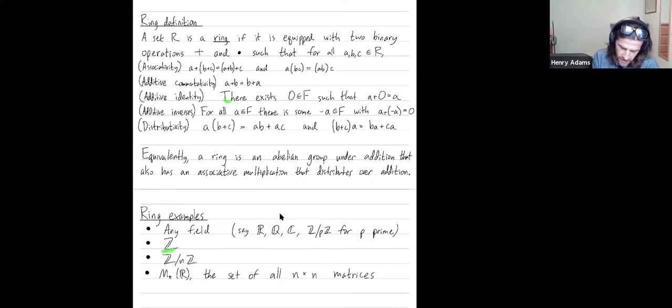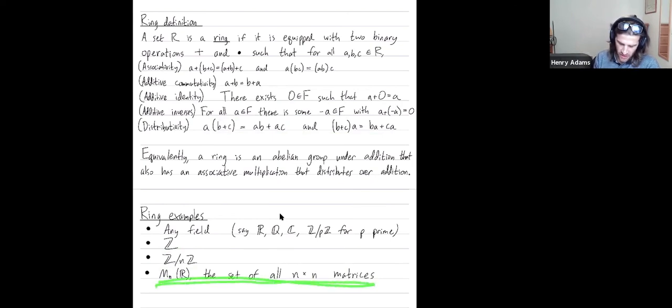Every element has an additive inverse, and there's an additive identity 0. So the inverse of 17 is negative 17. And certainly you have this distribution property. Okay. Z mod nZ is a ring. You can distribute in Z mod nZ. You just don't necessarily have multiplicative inverses, but that's okay for a ring.